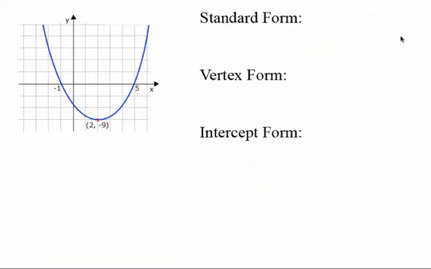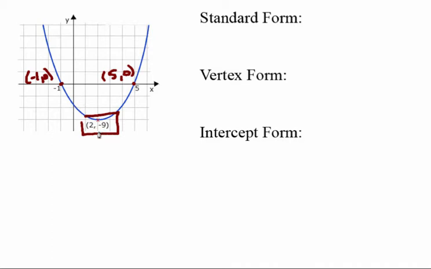In this example, we're back to also being asked to do intercept form because the x-intercepts here are clearly marked integers. So we have an x-intercept at negative 1, 0. We have another x-intercept at 5, 0. And it actually has already marked for us that our vertex is at 2, negative 9.